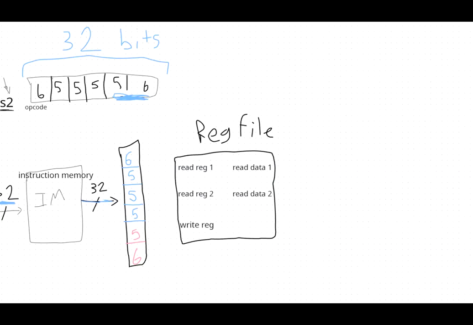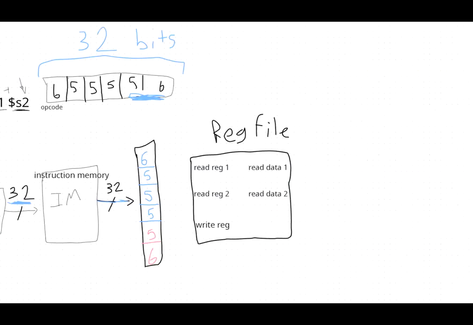Is there something else here that I'm missing? I think there is a write register and write data underneath that. Okay, that's what I was unsure about. Okay, good. So you have the write data. Oh yes, we need that.